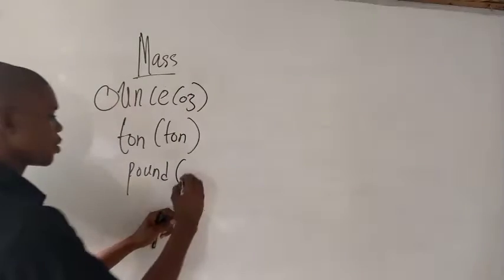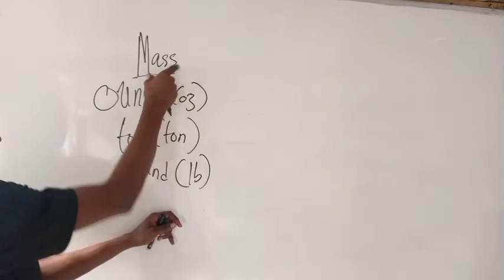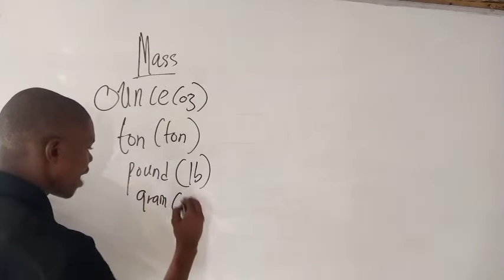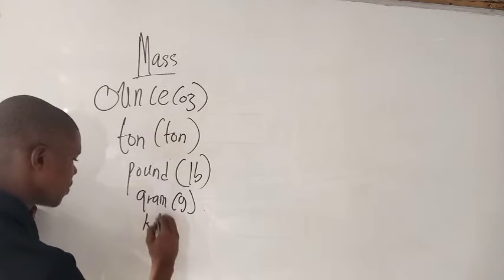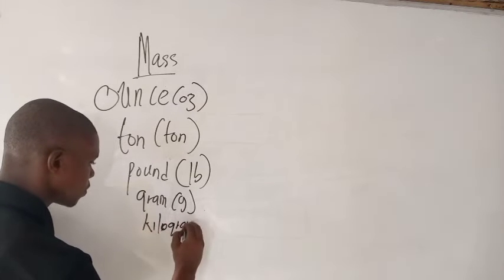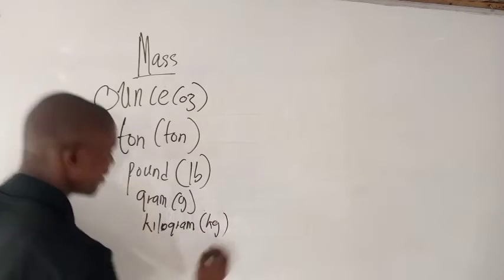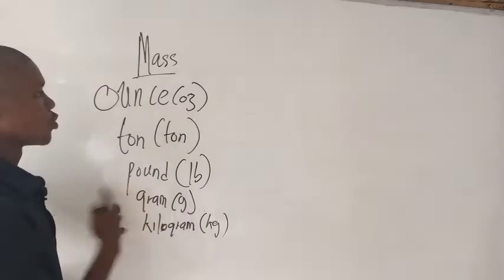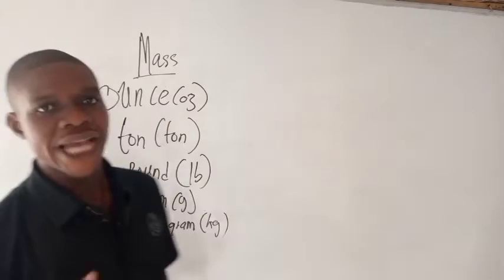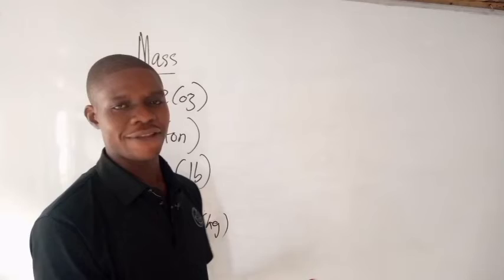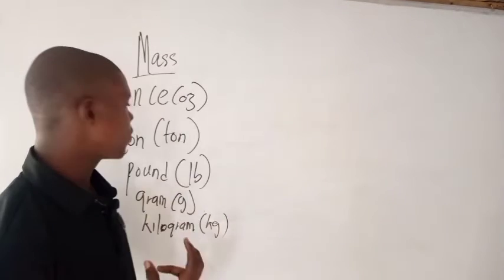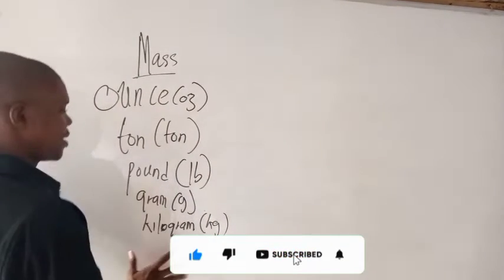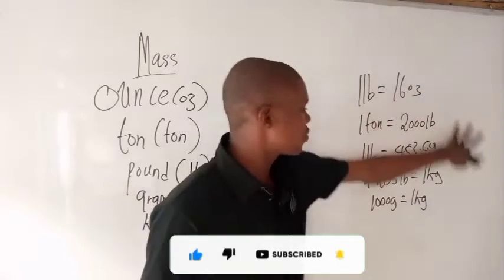This one is another unit in mass. Then we also have gram. Now we are familiar with this one here. We have kilogram. Right? So these are my various units when it comes to mass. So before you can convert from one unit to the other, the first thing you want to know is the relationship between the units. So what are the relationships between these units here, or my various relationships?